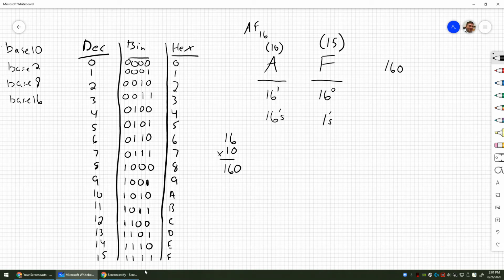This F is a 15. This is my ones place. So I have 15 ones to add to the end. AF base 16 is 175 base 10. What I want you to make a connection with is that we use the exact same method to convert any of these to base 10. The exact same method.